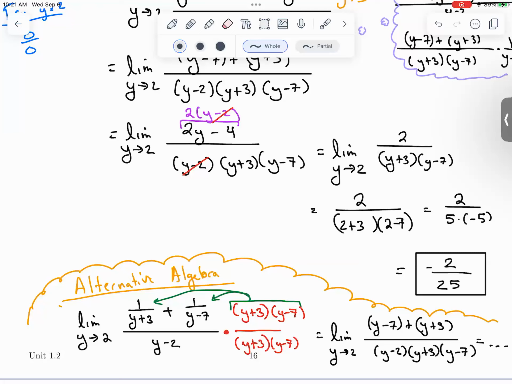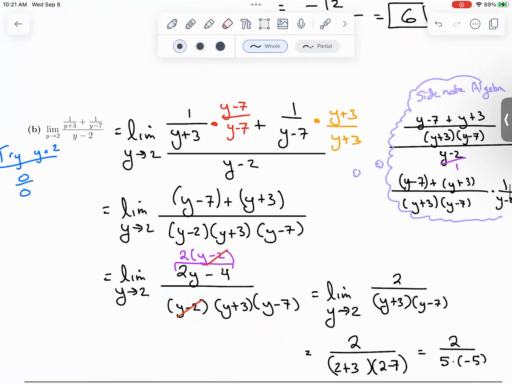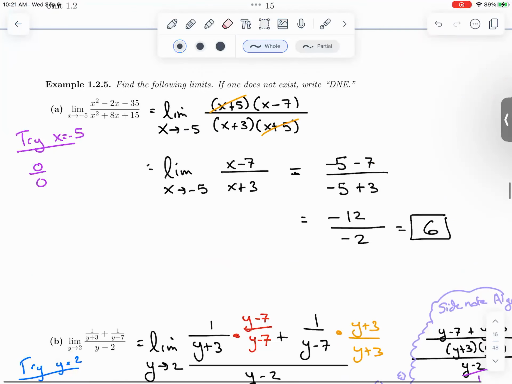So I want to go over all of them and then also talk about an alternative way to do the algebra for part B, the first 2 problems. So for the first one, we'll try to plug in x equals -5, and you'll see that you get 0 over 0. That means, and you can factor it by hand, absolutely, that's fine, or you can know that because x equals -5 made the numerator and the denominator 0, that x minus -5, or x plus 5, is a factor. So you get x plus 5 times x minus 7 over x plus 3 times x plus 5.